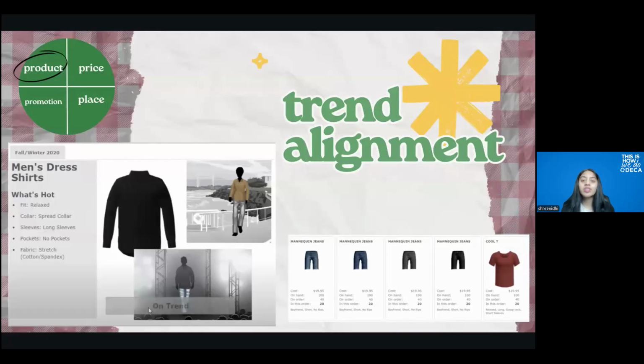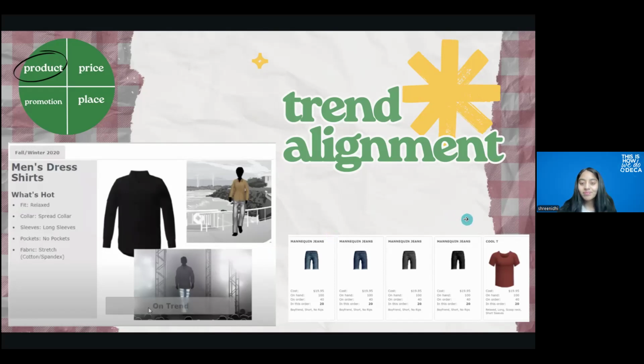So now that we've discovered our trends, we need to make sure that our products reflect those trends effectively. And that really falls into the product aspect of the four P's of marketing. Now, in the virtual business simulation, you can essentially put different characteristics of your clothing and see if that product is on trend. And if it is on trend, it might be a good idea to add it into your product mix.